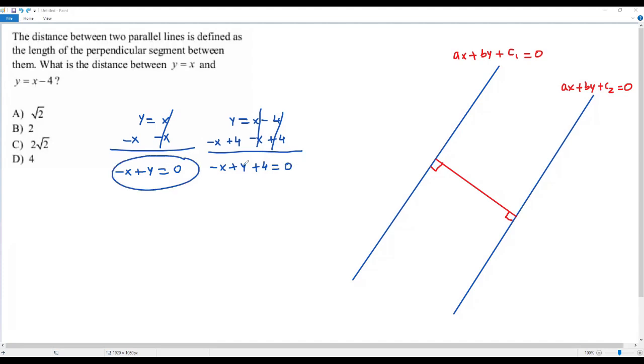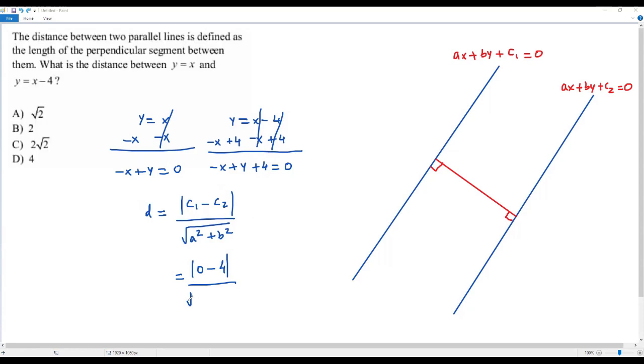Here I got both equations in general form. Now let me write the formula to get the distance between the two parallel lines. That is d equals the absolute value of c1 minus c2 divided by the square root of a squared plus b squared. Here c1 is the constant in the first equation. Actually, there is no constant in the general equation of the first one, because we have only an x term and a y term. So the value of c1 is 0, and c2 is the constant term in the second equation, which is just 4. We can plug in 4 for c2. A is the coefficient of x, and that is the same in both equations.